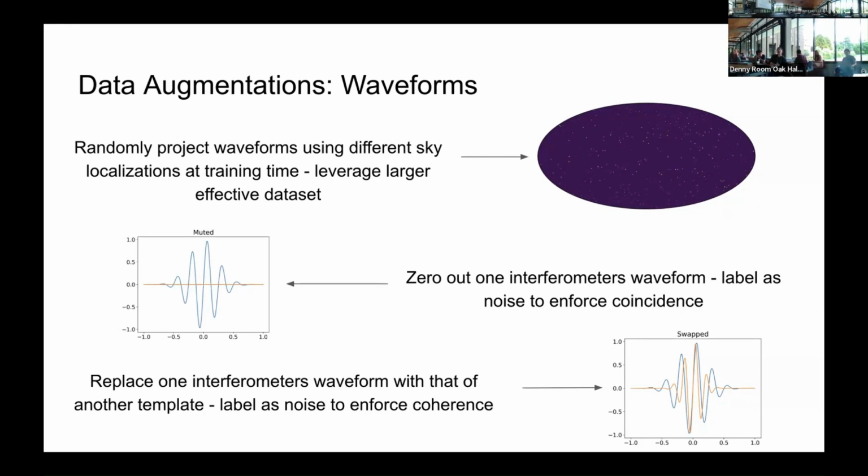In these bottom two rows, I'm illustrating a strategy that we use to encode our knowledge of coincidence and coherence. So for signals, we expect coincidence and coherence between all the interferometers. In this middle row, what we'll do is zero out one of the waveform strains, inject it into the data, and label that as noise. This basically teaches the network that we expect to see excursions from the Gaussian noise in both interferometers at the same time. And then in the bottom here, we'll take one of the waveforms in an interferometer and swap it out with a waveform from a different template. This encodes our knowledge of coherence. So it's not just enough that you have excursions in both interferometers, but you need the same morphology in the time frequency space for both interferometers.